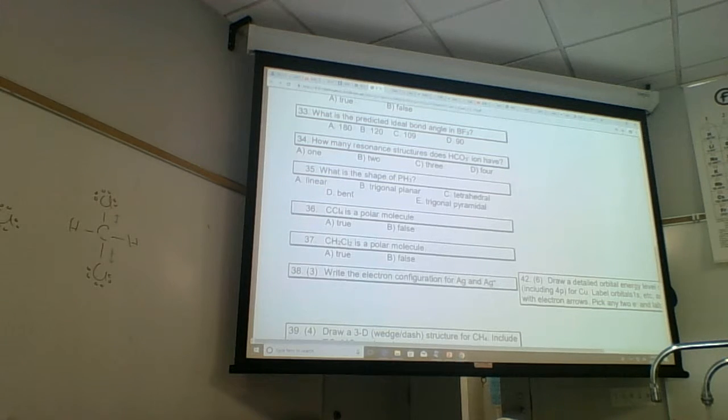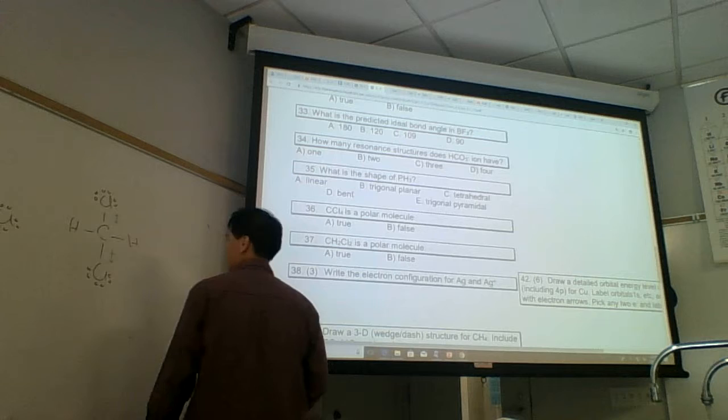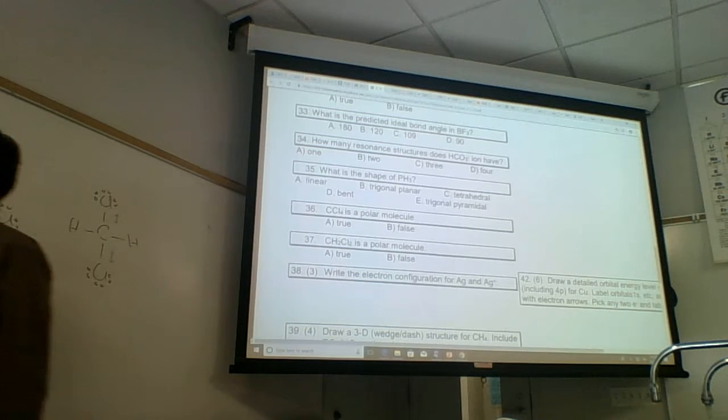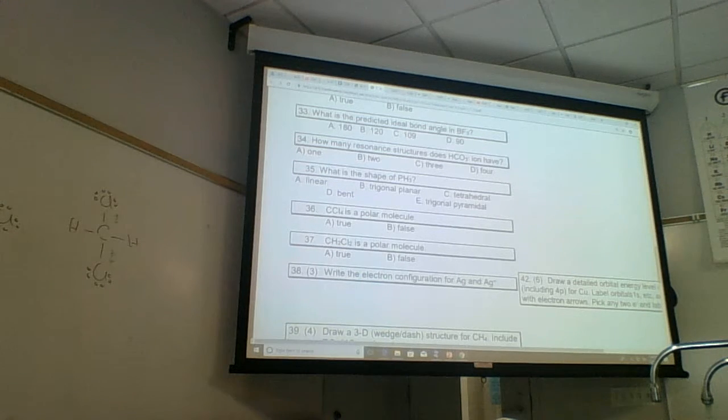And so if there's a bond dipole pulling this way and a bond dipole pulling this way, the net movement will be this. Some people think of this as horses pulling on ropes. If you have a horse pulling this way and a horse pulling this way, the net movement is going to be this way. So CH2Cl2 is a polar molecule? True. No matter where you draw the chlorines, it's always going to result in polarity.